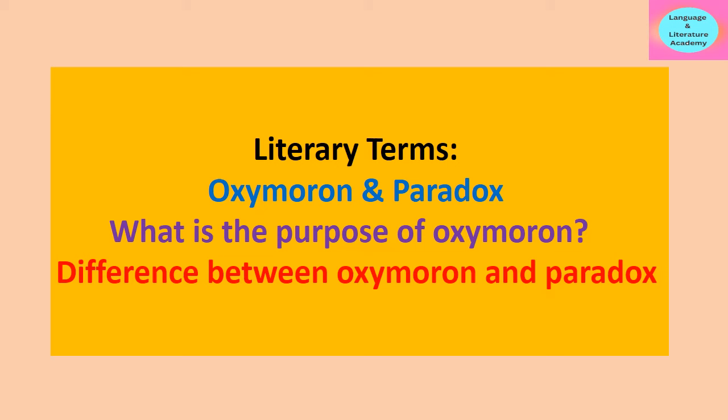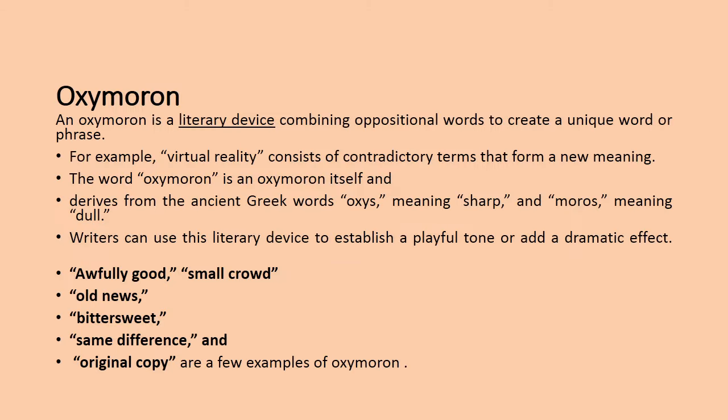Assalamu alaikum students. In the sequence of literary terms, today I am going to discuss oxymoron and paradox. What is the purpose of oxymoron and what is the difference between oxymoron and paradox? Oxymoron is a literary device combining oppositional words to create a unique word or phrase. For example, virtual reality consists of contradictory terms that form a new meaning.